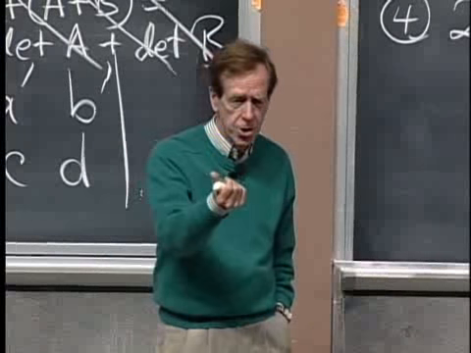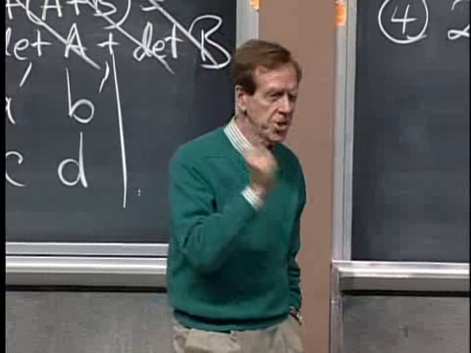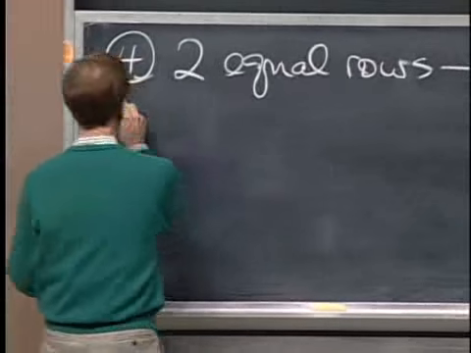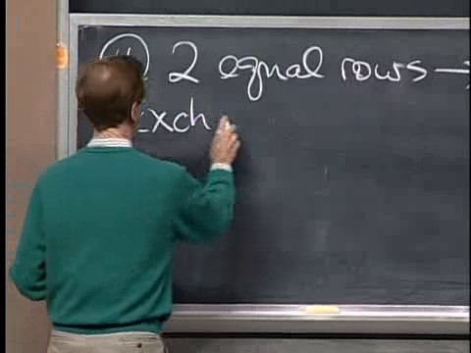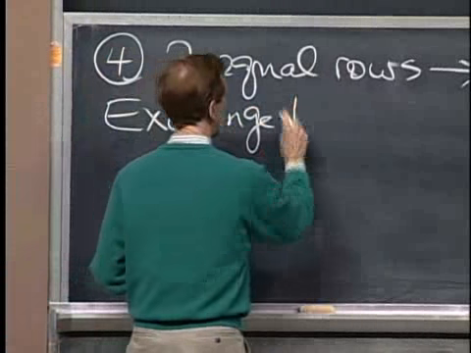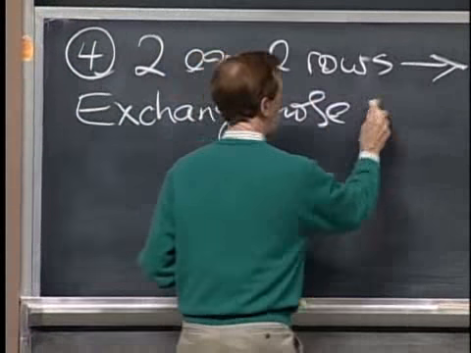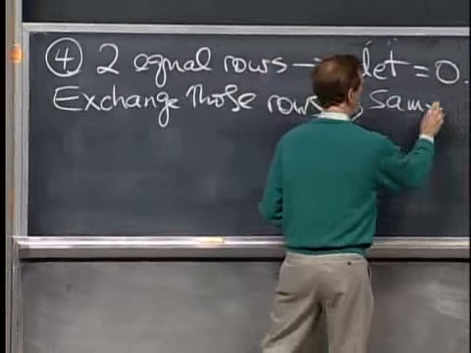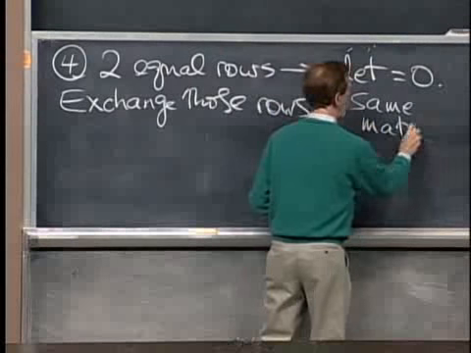I do an exchange. Property 2 is just set up for this. Use property 2. Use exchange rows. Exchange those rows. And I get the same matrix. Of course, because those rows were equal.